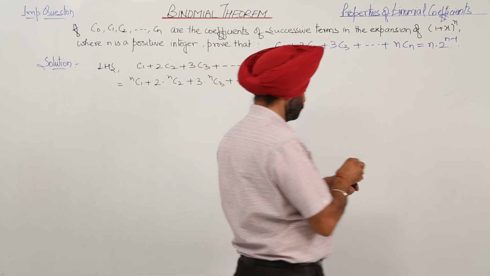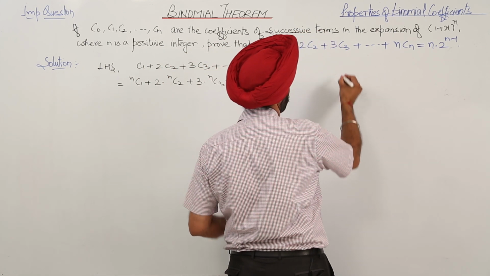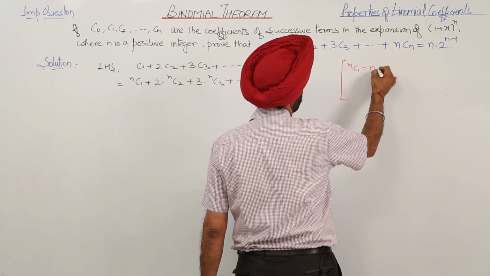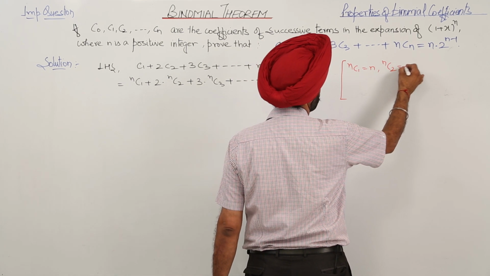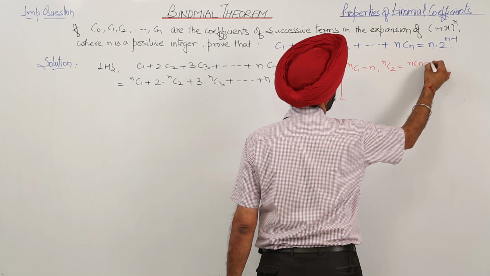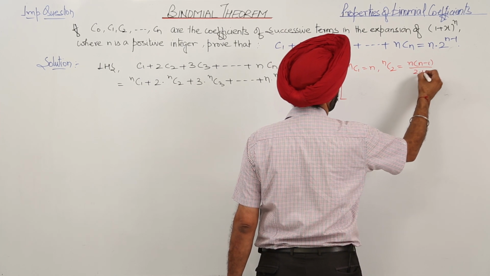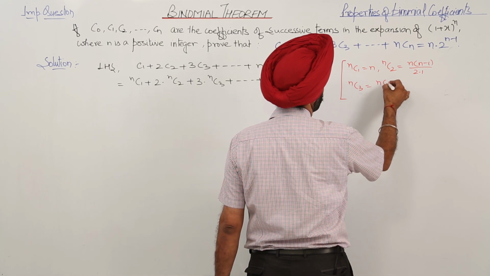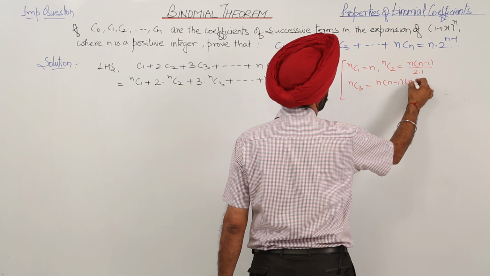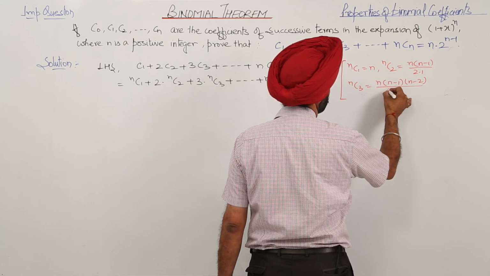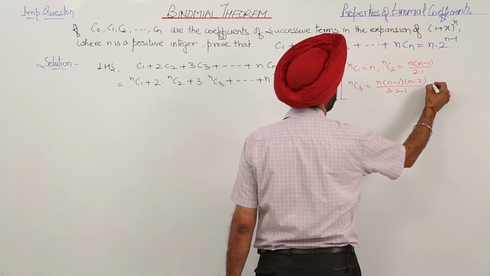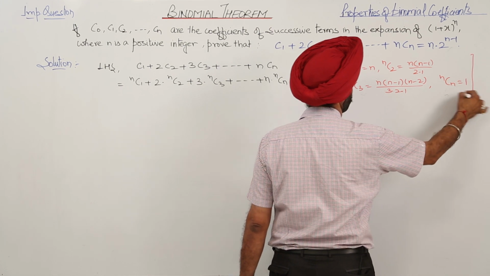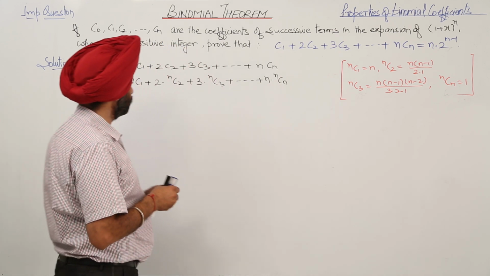Now, we have nC1 equal to n, nC2 is n times (n minus 1) upon 2 factorial, nC3 is n times (n minus 1) times (n minus 2) upon 3 times 2 times 1, and nCn is equal to 1, like this. You are already aware of all these things.